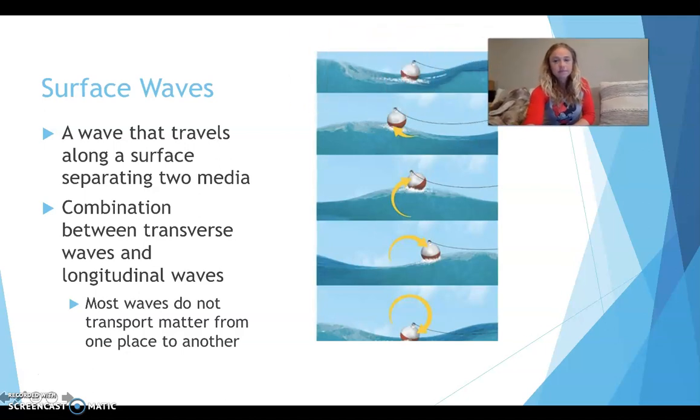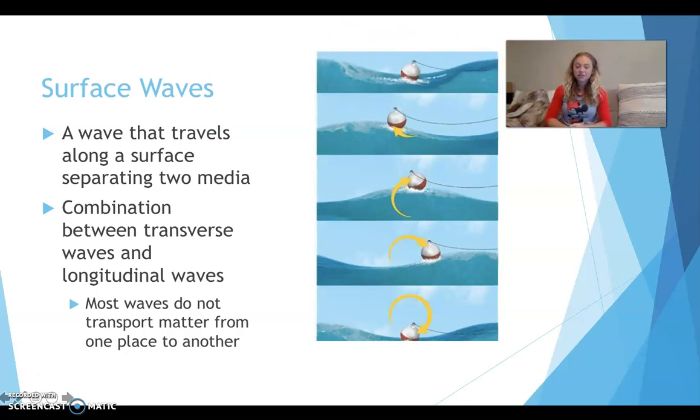Surface waves is the last one that we are going to discuss. It's a wave that travels along a surface separating two media. So what I want you to do is look at your book, because they give you a perfect example for this picture. And you're going to turn to page 503. I'm going to read you the paragraph to describe it, so it's easier for you to see the picture right now and listen to me.